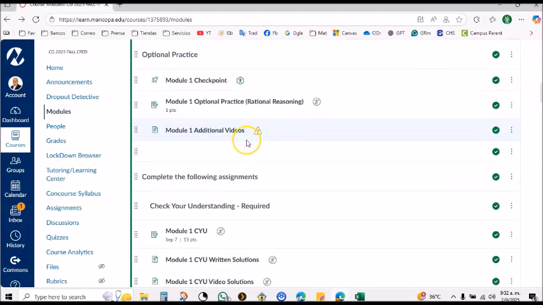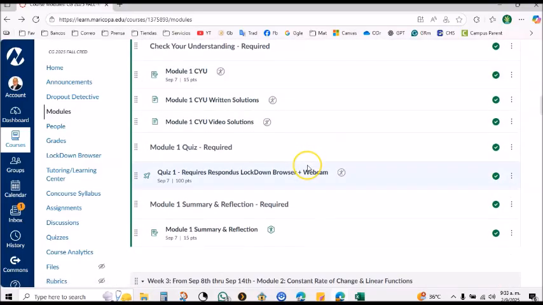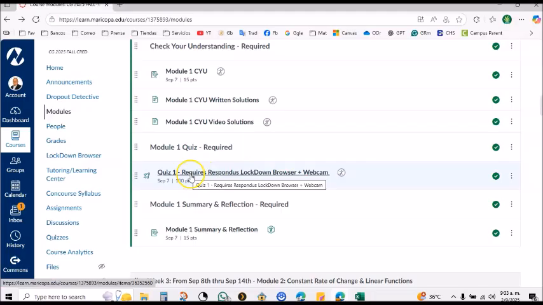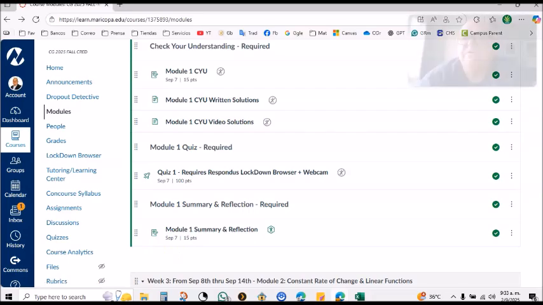Then you will have the solutions, and here you will have the videos. And then also, we will have the quiz using Respondus Lockdown Browser and webcam. And then you will have the summary, module 1 summary and reflection. The due dates are going to be September 7th. That means this Sunday.